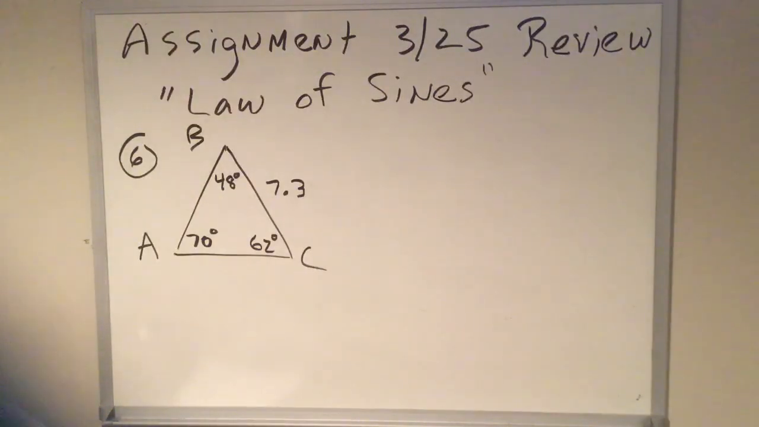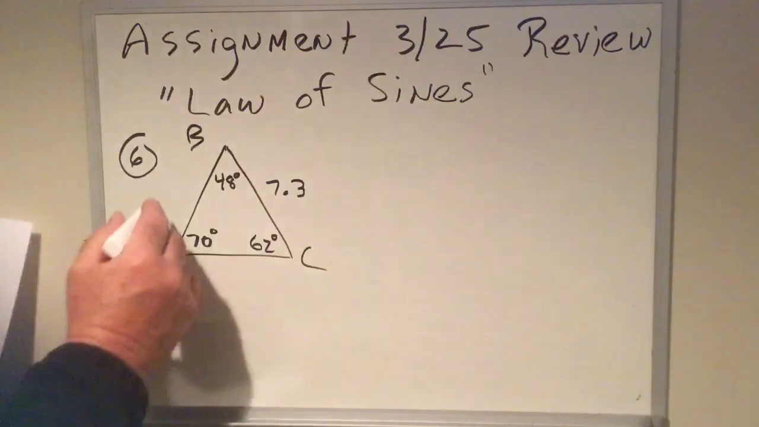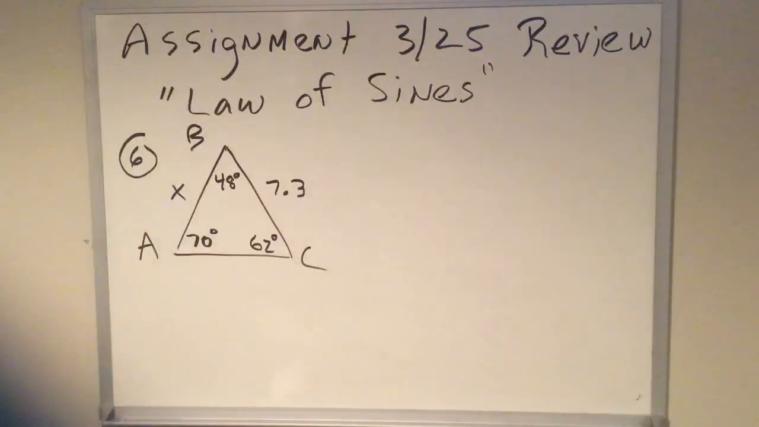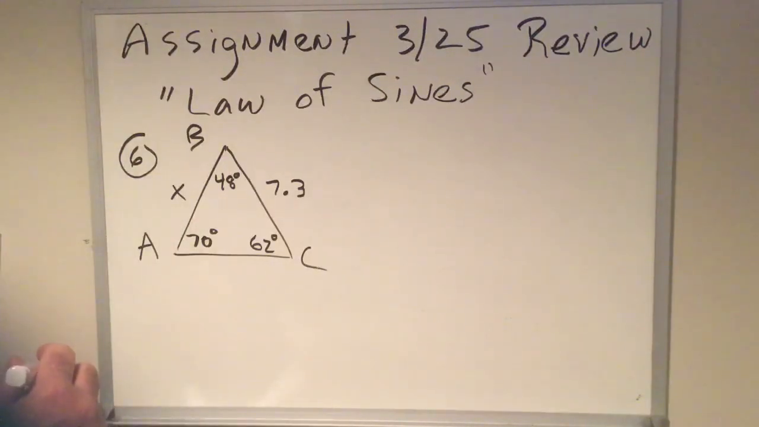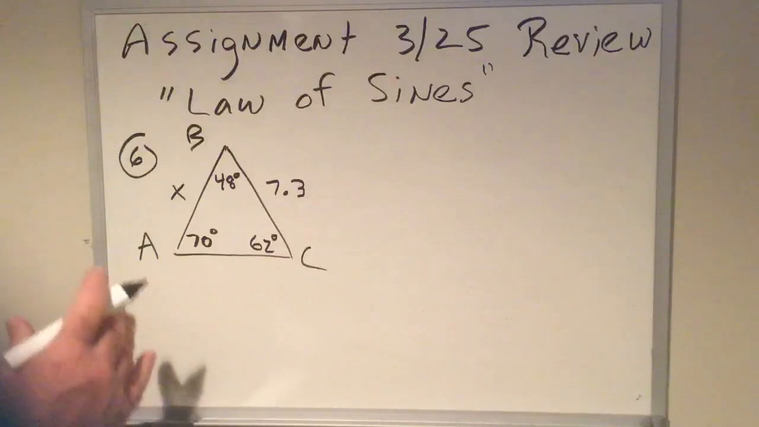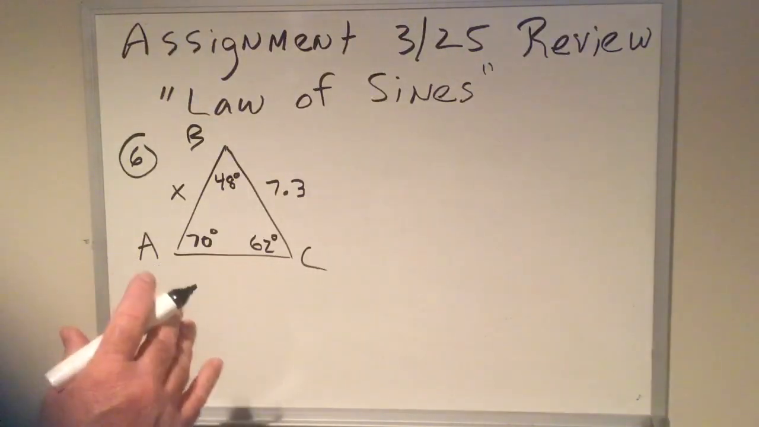Now, they ask us to find this side length over here, AB. So there's our setup. How long is that side? Well, we're going to use the law of sines to solve for that. And what you're going to have to do is set up a proportion.